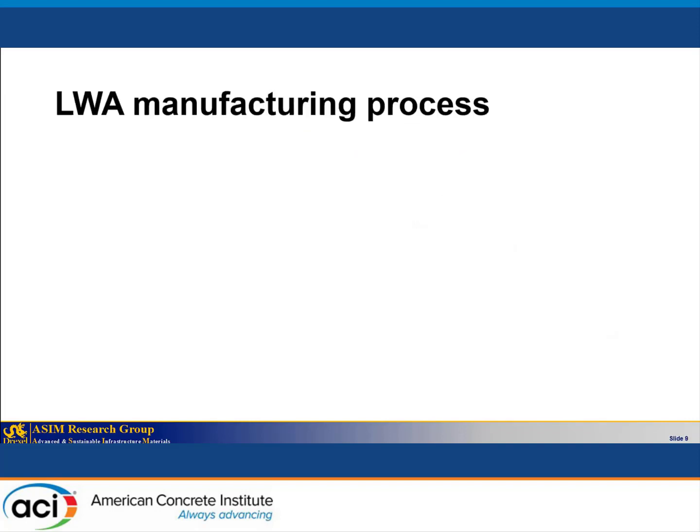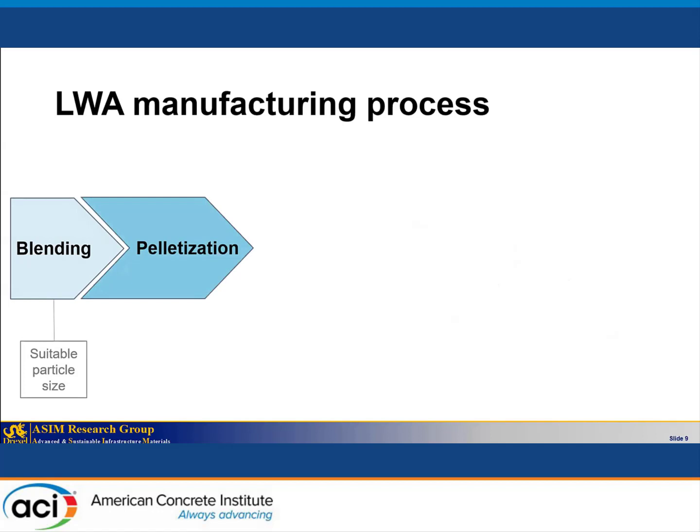So basically, the lightweight aggregate manufacturing process that we used for producing them in our lab was first blending, so we have a suitable particle size for our raw material. Then we did pelletization, and in this step, we used the fluxing agent, which in this case was NaOH, or sodium hydroxide solution. And a fluxing agent, to be clear, is a chemical agent that reduces the melting temperature of synthetic lightweight aggregate. So we're going to be able to save energy in that sense.